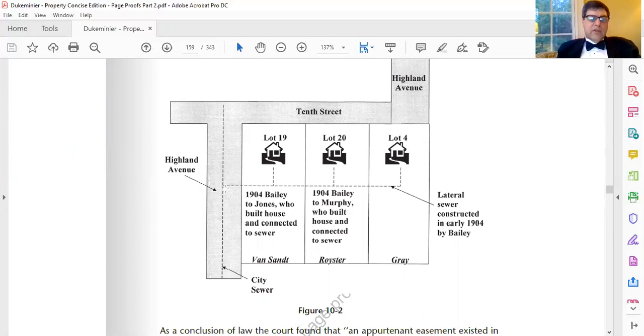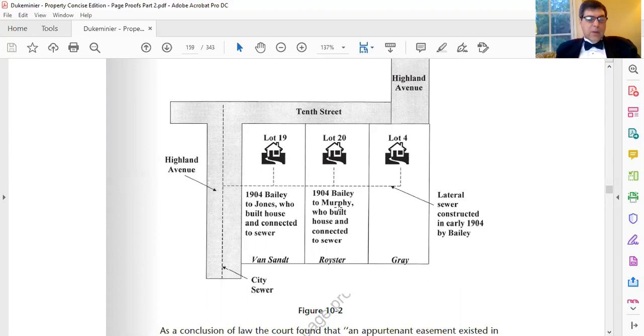The court indicates that when Mrs. Bailey installed that sewage pipe, she created something that the court calls a quasi-easement. So what's that mean, and why not just call it an easement? Well, a quasi-easement exists, we're told, when a person utilizes one part of their land for the benefit of another. And so she was using what later became lots 19 and 20 for the benefit of what became Lot 4. And so the court calls it a quasi-easement.